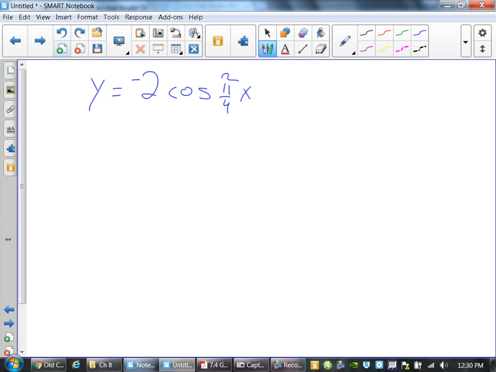Y equals negative 2 cosine pi over 4x. What's your a value? Negative 2. B value is pi over 4. Period then? 8.